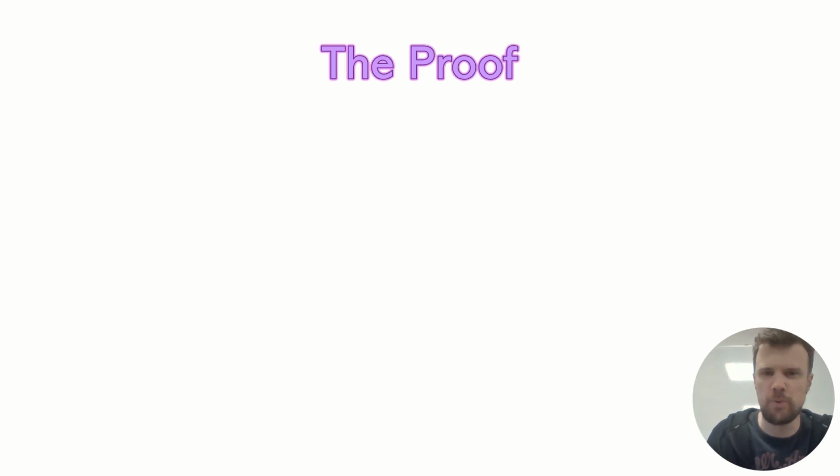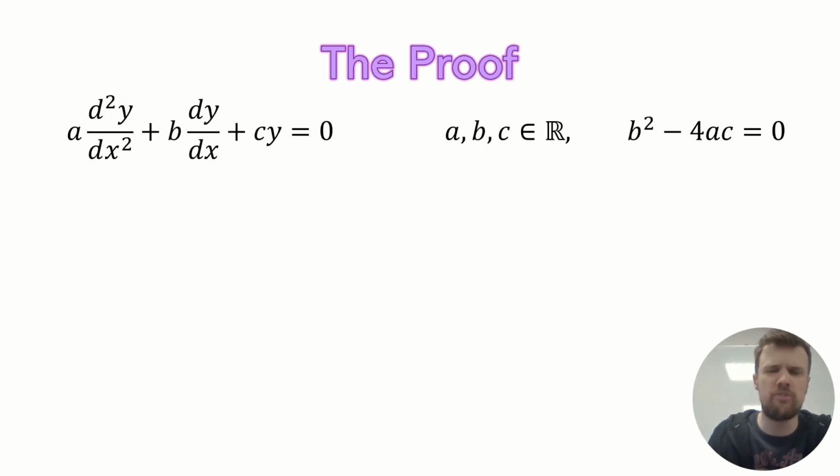Let's get on with the proof itself. So let's start by defining some things. We're dealing with a differential equation that looks like this, and then the a, b, and c are real constants. Those are our coefficients to each of those parts in the differential equation, and because we want our differential equation to have repeated roots in its auxiliary quadratic equation, we know therefore b squared minus 4ac must equal 0.